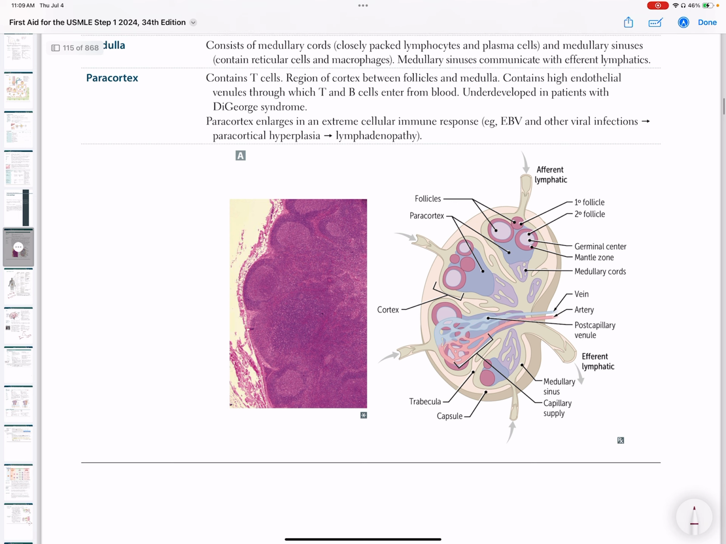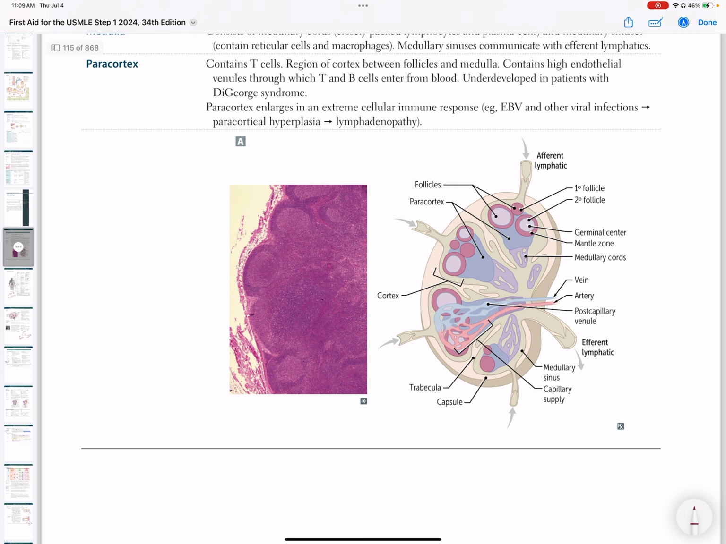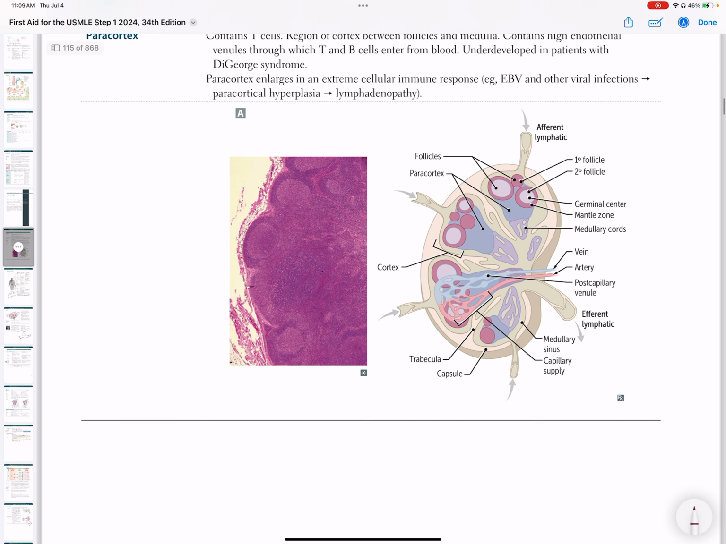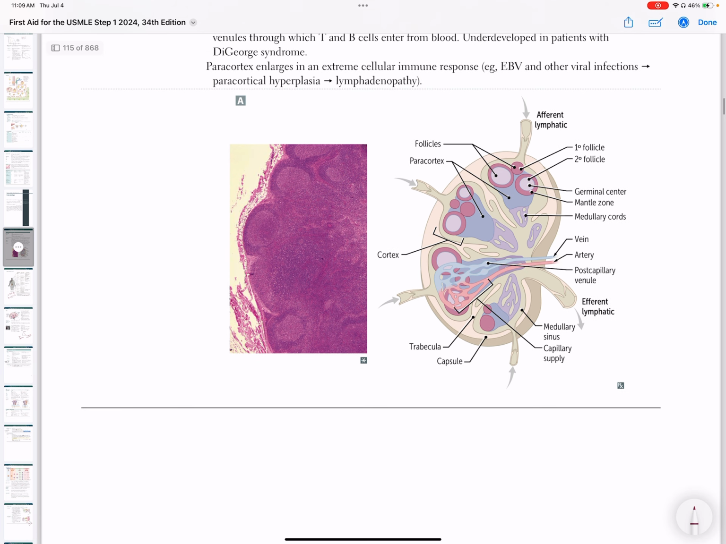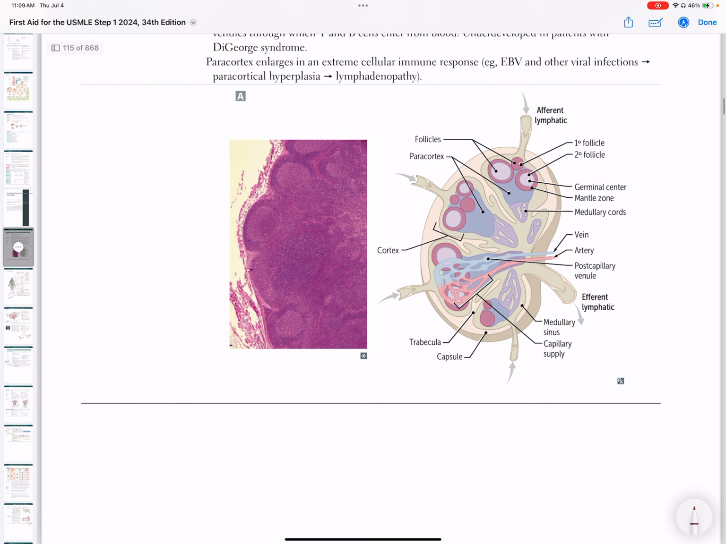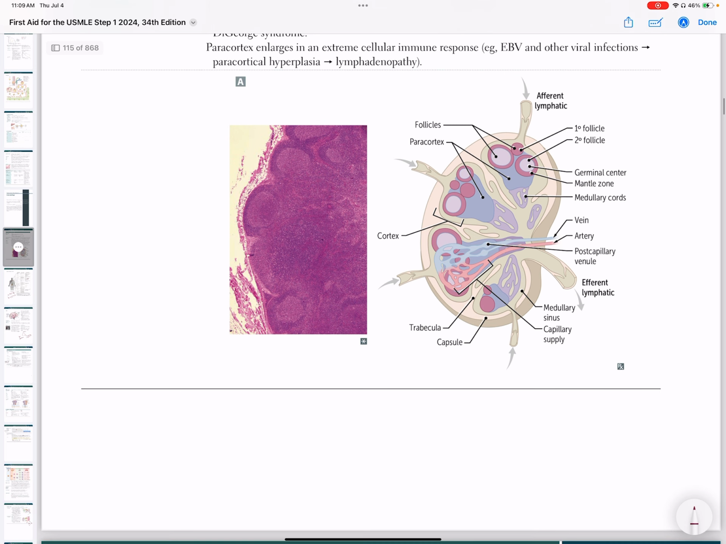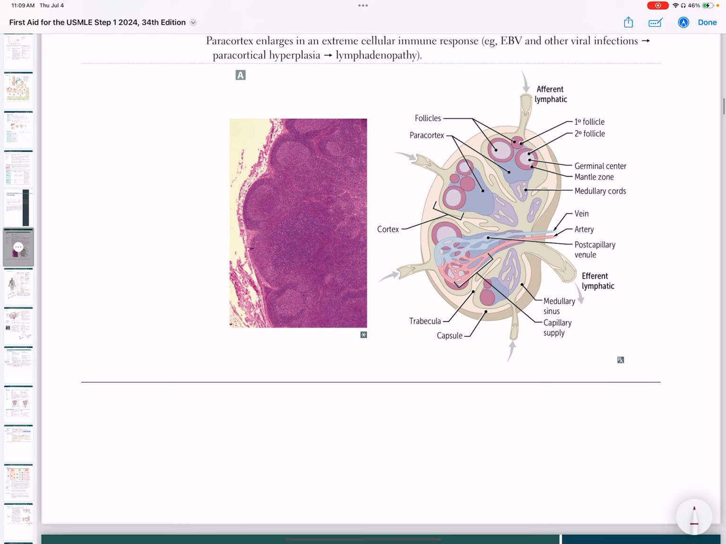So paracortex, we have T cells, a region of the cortex between follicles and medulla. It contains high endothelial venules through which T and B cells enter from blood. Underdeveloped in patients with DiGeorge syndrome. Paracortex enlarges in extreme cellular immune response, EBV, and other viral infections. Paracortical hyperplasia, lymphadenopathy.